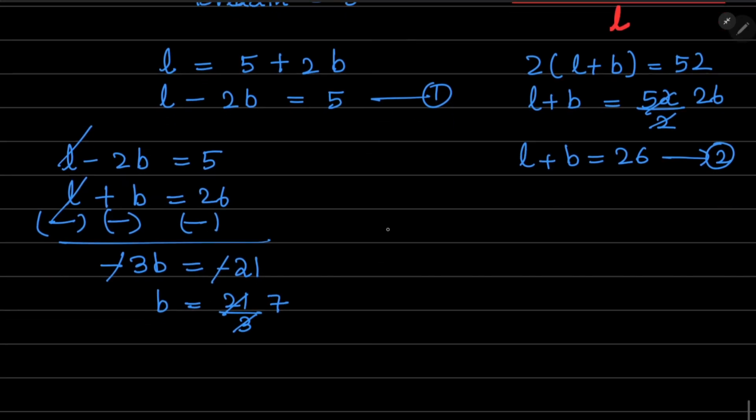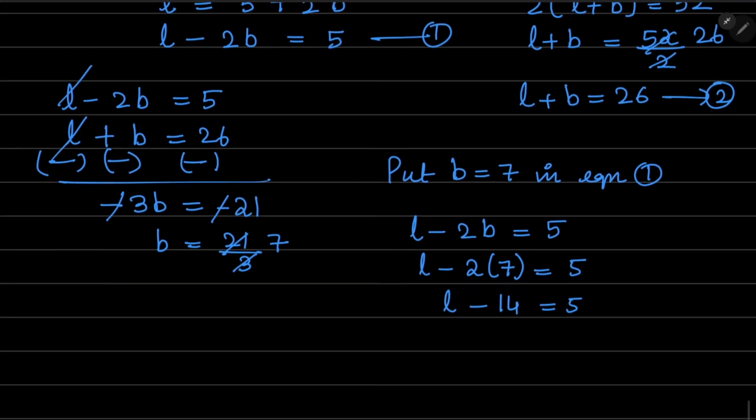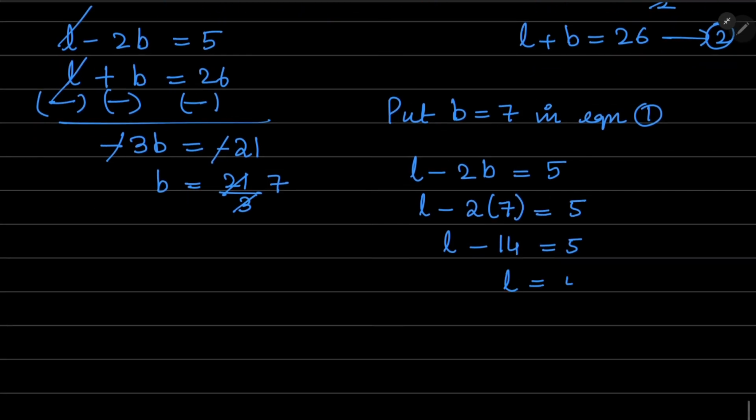Now you can just put b equal to 7 in any one of the equations. So I'm going to put it in equation 1. So what do you get? L minus 2b equal to 5. So L minus 2 into b, which is 7, is equal to 5. L minus 14 equal to 5. And what is your L equal to? 5 plus 14, which is nothing but 19.